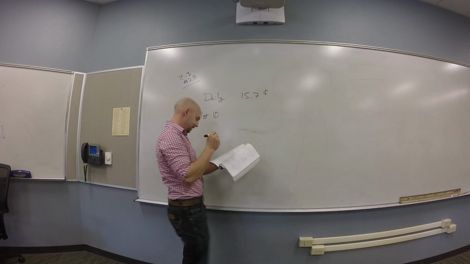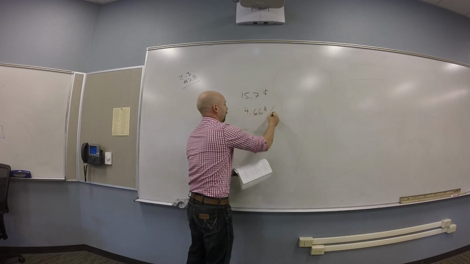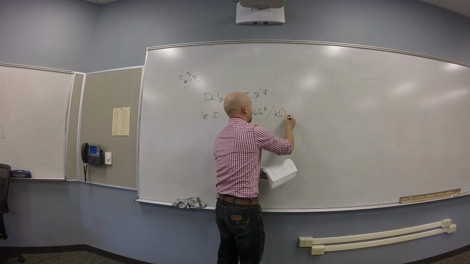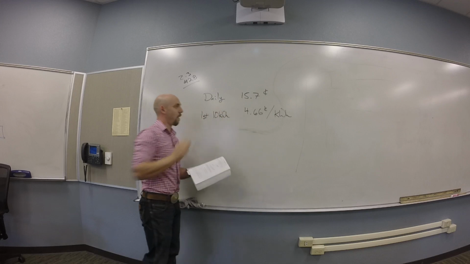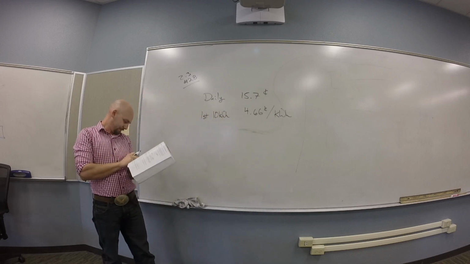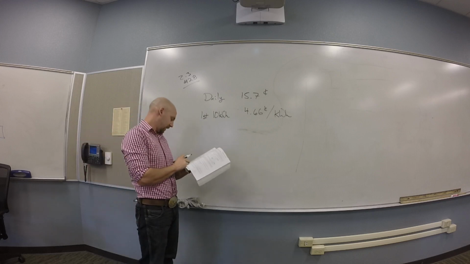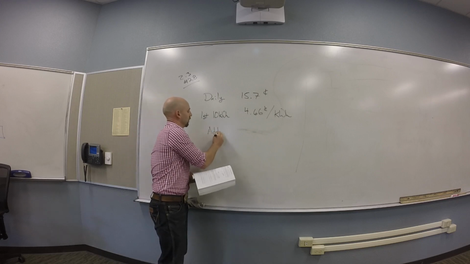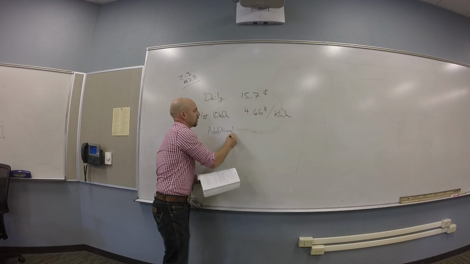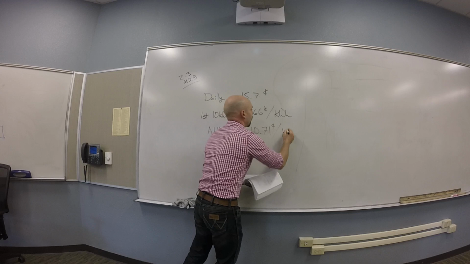First 10 cost 4.66 cents per kilowatt hour. Whatever the heck that is. First 10 kilowatt hours. And any additional kilowatt hours are 10.71 cents per kilowatt hour. So additional are 10.71 cents per kilowatt hour.